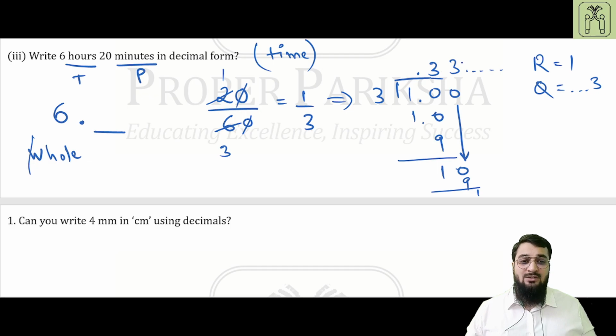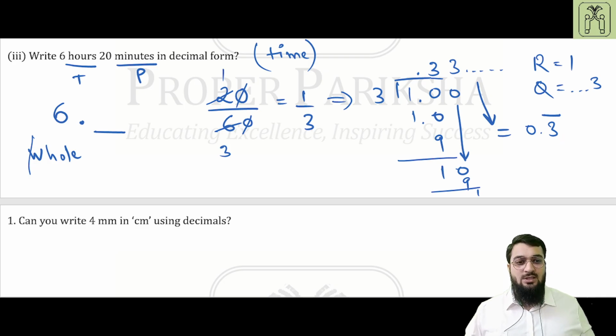We cannot write 3333 and fill the whole notebook. How will we write that? We will write that by using a special symbol known as a bar that represents the repetition. So 0.33 dot dot dot can be written as 0.3 with a bar. This means that this particular digit will be repeated continuously and continuously.